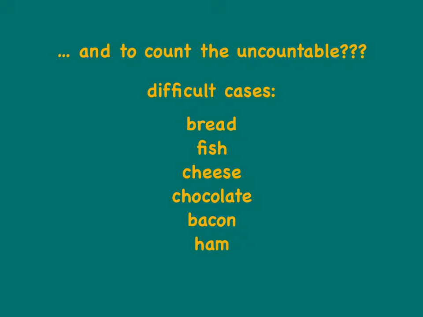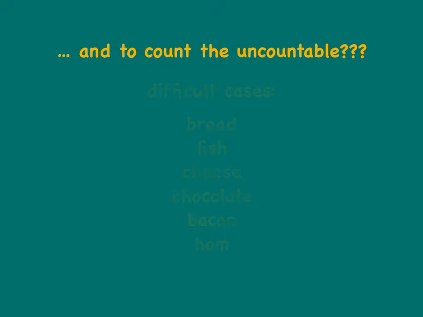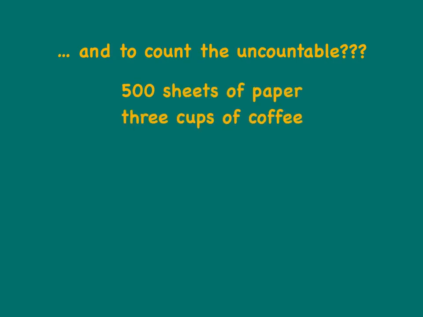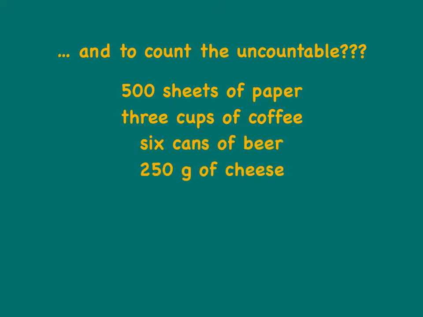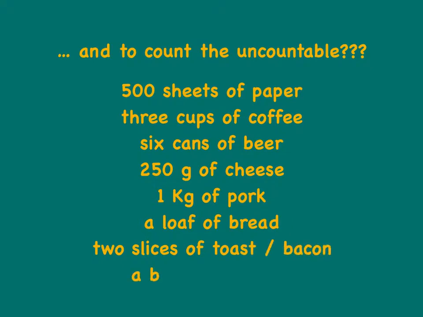These are usually uncountable nouns. Perhaps we think of them as material, like plastic or glass. But we still need to count them. Here are some ways that we can give numbers to those uncountable nouns. Okay.